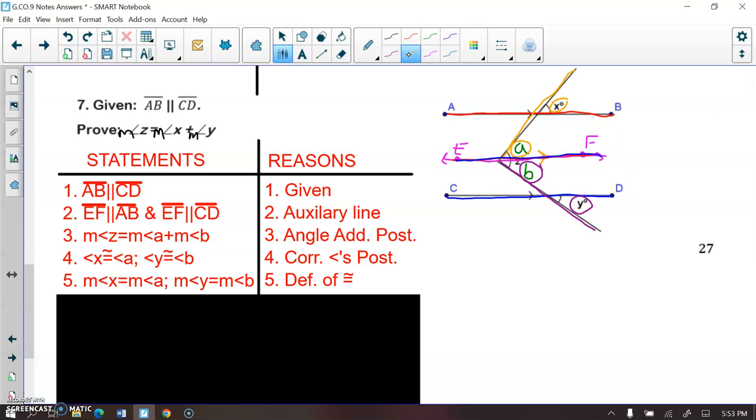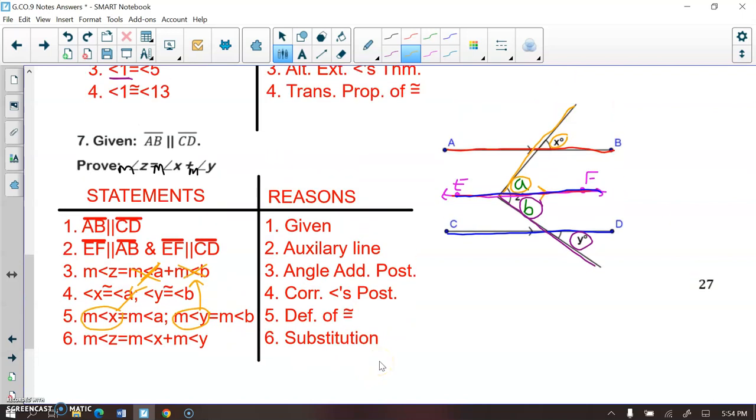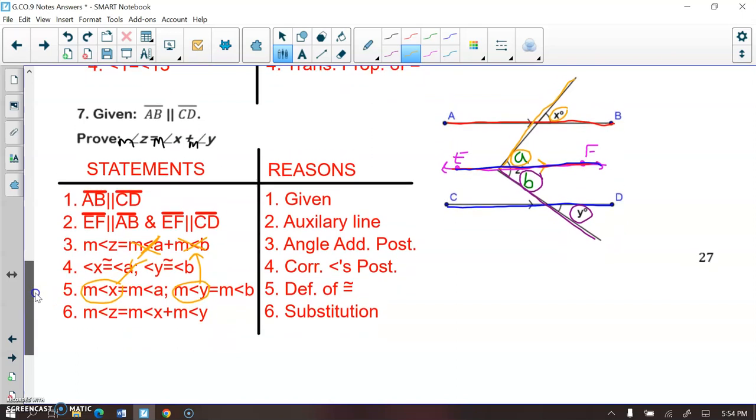Now I have enough to take the measure of angle X and substitute it in for the measure of angle A and the measure of angle Y and substitute it in for the measure of angle B to get what I'm trying to prove, the measure of angle Z equals the measure of angle X plus the measure of angle Y. That was by substitution.